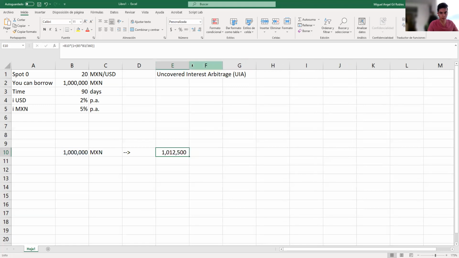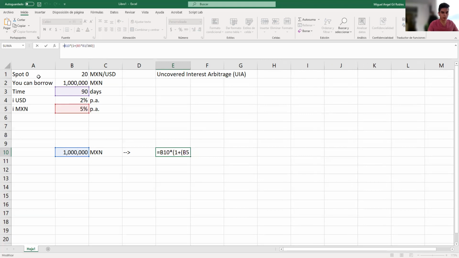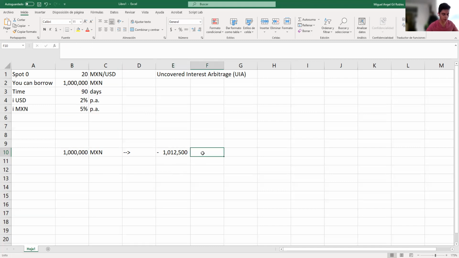In here, I will give you a tip. This is something that I do. Because I am borrowing, you can see in here that it says you can borrow. I will write a minus, so I remember that this is money that I need to pay back. So I borrowed today 1 million pesos. I need to pay in the future 1,012,500. Then the other thing that I need to do is to convert. Well, this is what happens in Mexico, right?